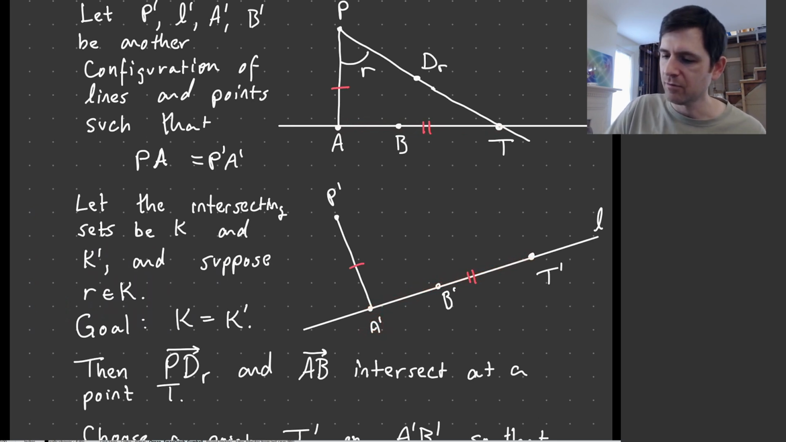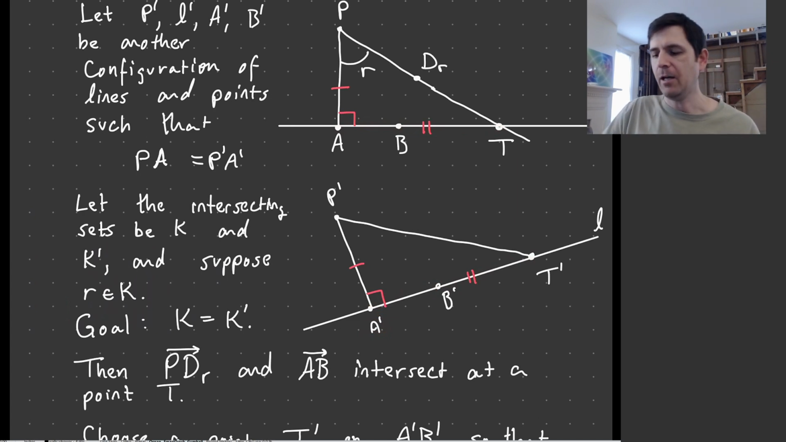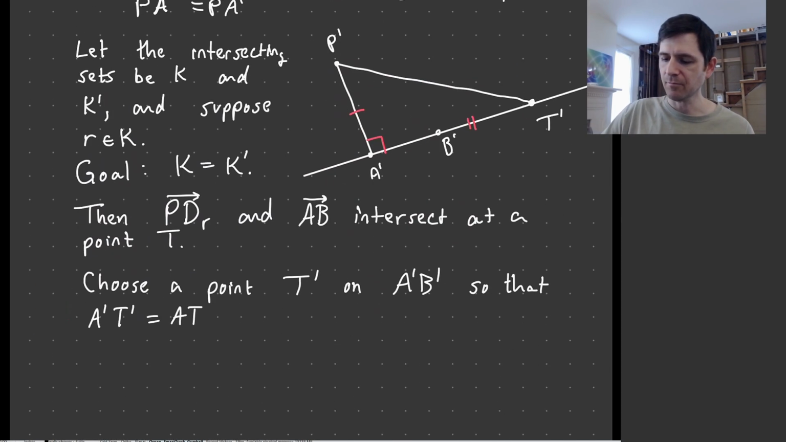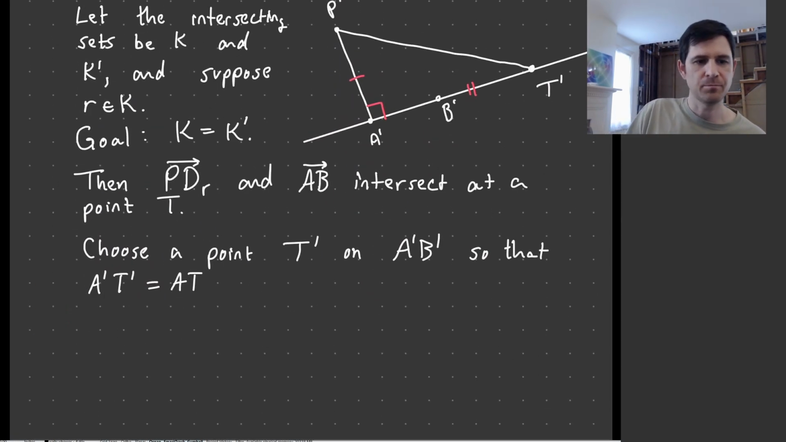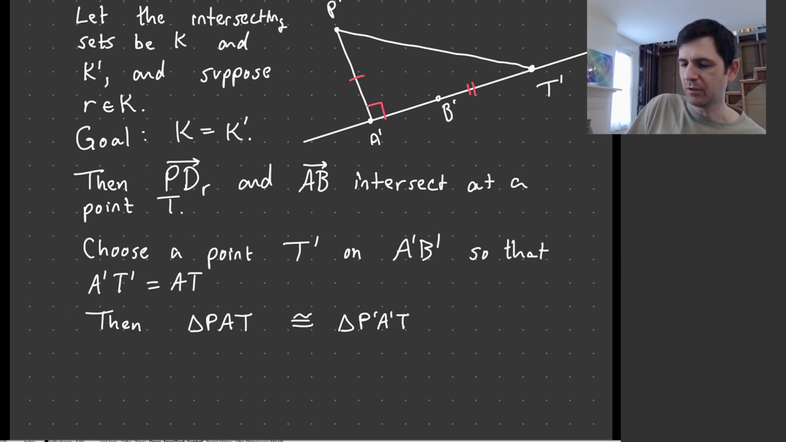Okay, of course, this is a right angle, and this is a right angle. And of course, I can connect P prime to T prime. And now I have two triangles, and they have a side, an angle, and a side that are equal. So these triangles are congruent. So then the triangle PAT is congruent to the triangle P prime, A prime, T prime by side angle side.